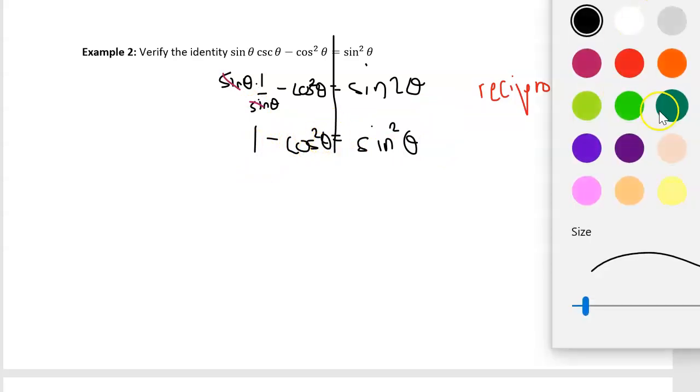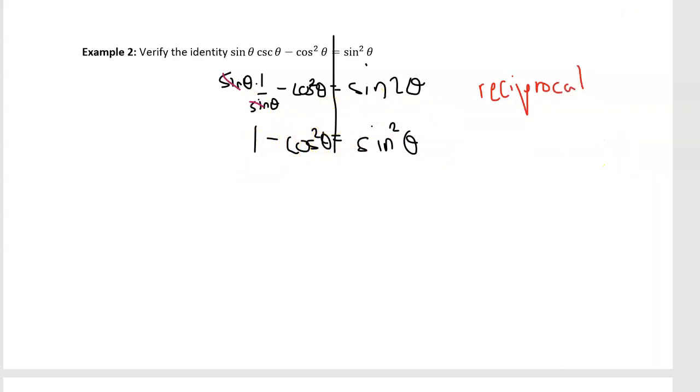Let's look back to the Pythagorean identities from the last lesson. We had an identity that was sine squared plus cosine squared is equal to 1. So like we saw in the last lesson, if we just subtract the cosine squared, we get sine squared theta is equal to 1 minus cosine squared theta. And this is the substitution that we can make in our problem.